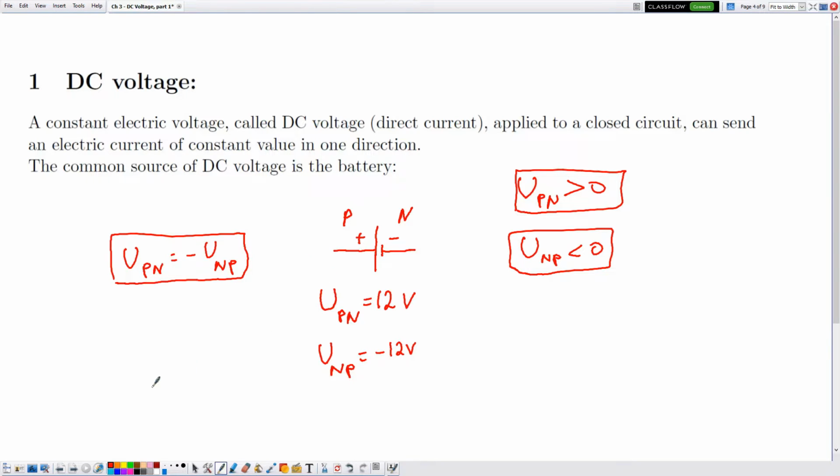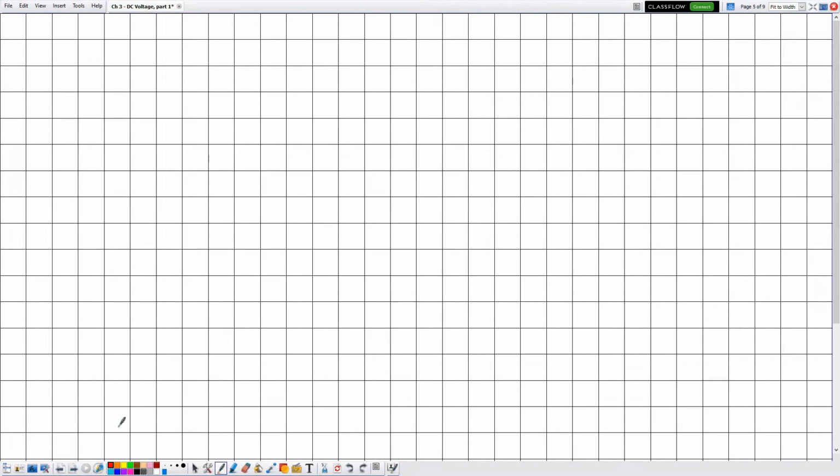Now the next thing that we'll discuss is the switch. And let me write down section number 2, the electric switch. Now we have seen that the electric switch, or switch, is an instrument or electric component which allows us to open or close an electric circuit. Then the switch may be an open switch or a closed switch.